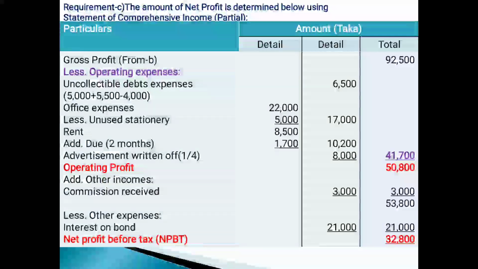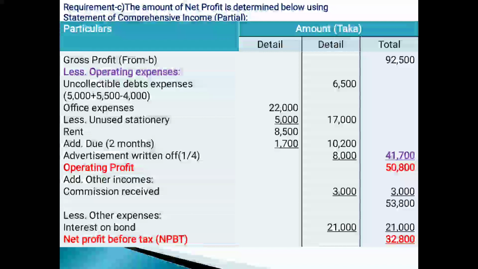Advertisement written off, that is from adjustment, 1/4 of 32,000, that is taka 8,000, is written in operating expenses. So at this moment, total amount of operating expenses is taka 41,700. After deducting operating expenses from the gross profit, we can find out the operating profit, that is taka 50,800.